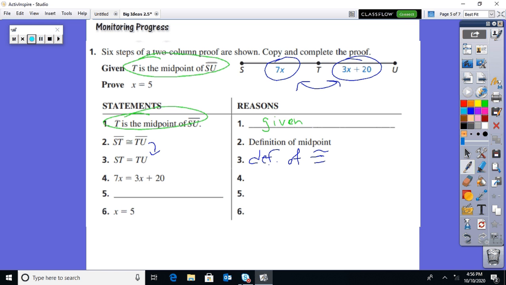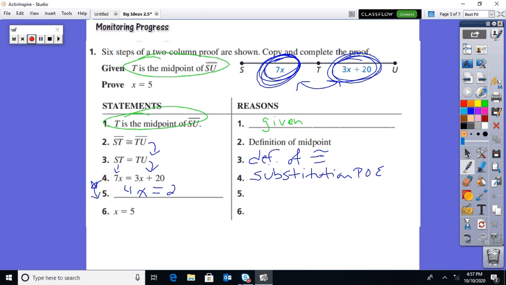Now, here's an important step. To go from ST to 7x and from TU to 3x plus 20, we look up here. We've got ST is that, TU is that. So what did we do? We substituted in the expression. So substitution property of equality. All right. Then, of course, how would you solve this, guys? To go down from here to here, you would subtract 3x on both sides. So this step would be 4x equals 20.